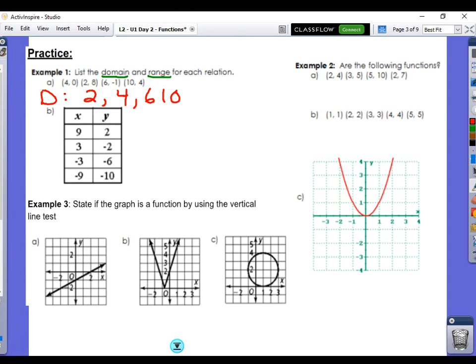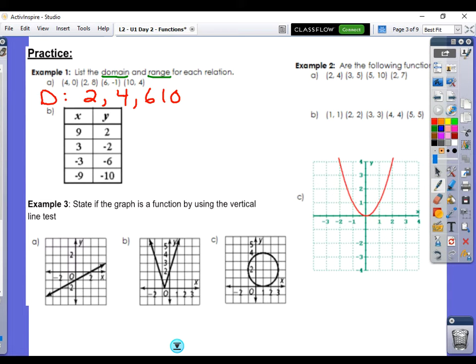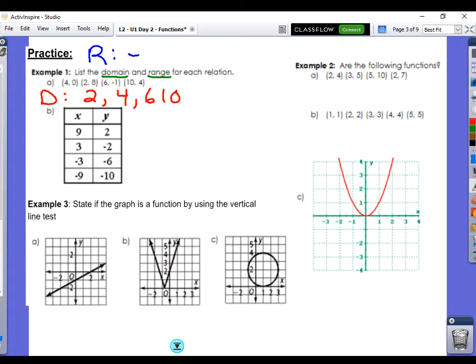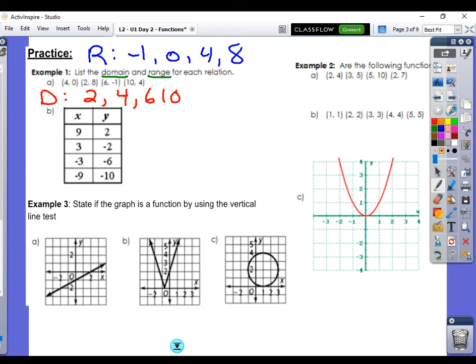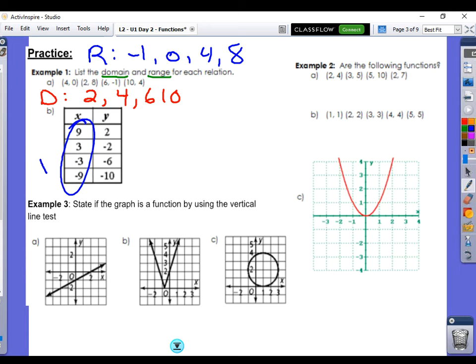But then our range would be the y values. I'll write that up here. Our range would be from -1, then 0, then 4, and then 8. And if your domain and your range ever repeat themselves, you don't have to write them more than once. But that is something to note. For this one, our domain is simply all of those. That's our domain right there. And our range is all of these.